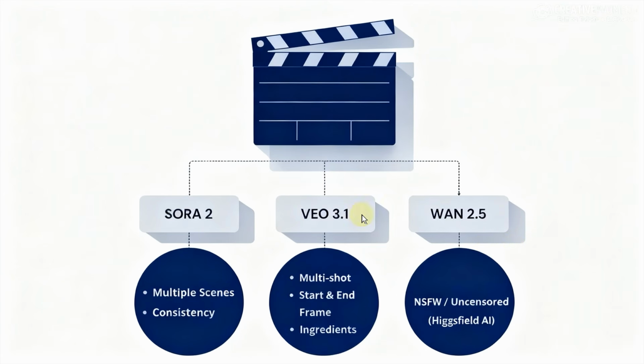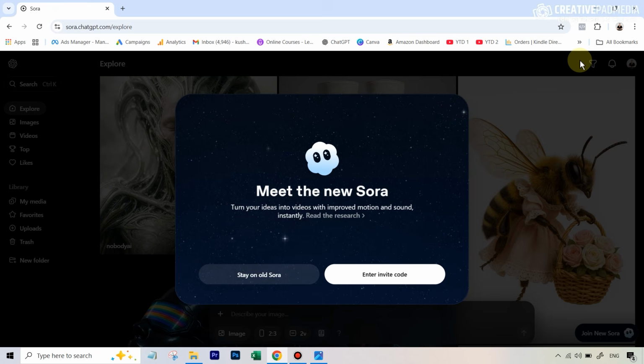Because first of all, VEO 3.1 and WAN 2.5 cannot be accessed for free. Sora 2 can be used for free, but let me tell you why you should not be going in for that option. So when it comes to accessing Sora 2 completely for free, there are three main hurdles. The first is, as of now, it's only available inside the US. That's not such a big problem because you can always use a VPN.